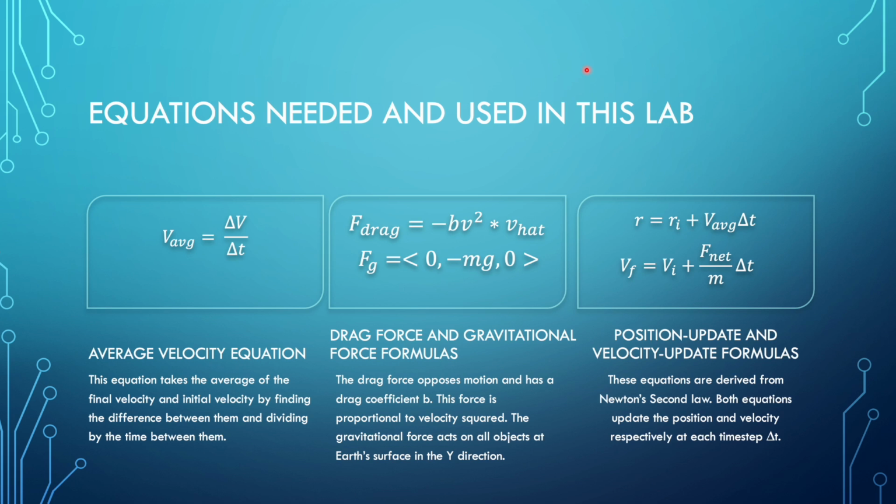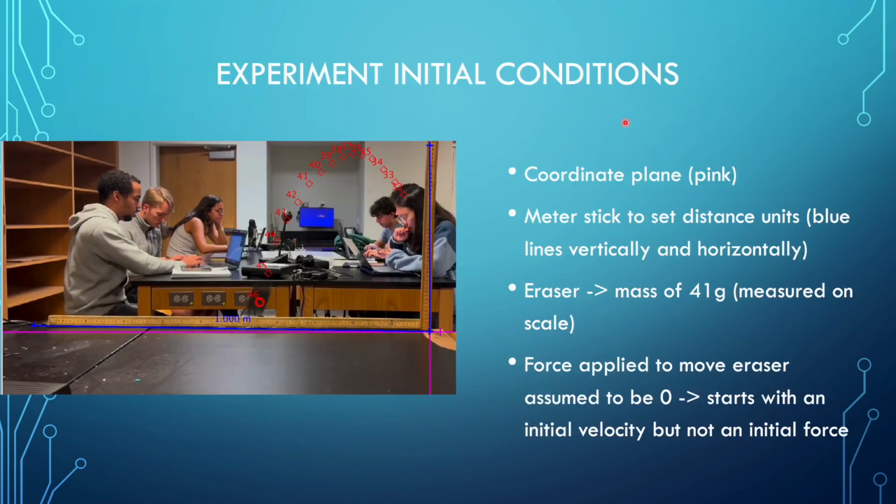We have the equations used in this lab. So we have V average equals delta V over delta T, which is our average velocity equation. We have the drag force, which is negative B V squared times V hat, where B is the drag coefficient, which we calculate by analyzing our Tracker data. Then we have the force of gravity, 0, negative mg, 0, so it's only in the y direction. And then we have our position and velocity update formulas, which are the same as in Lab 1.